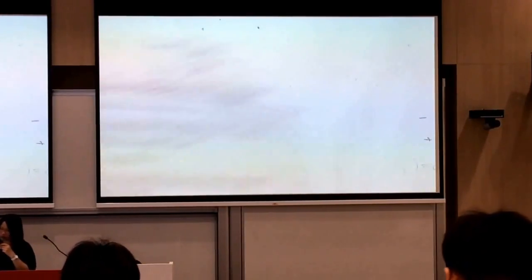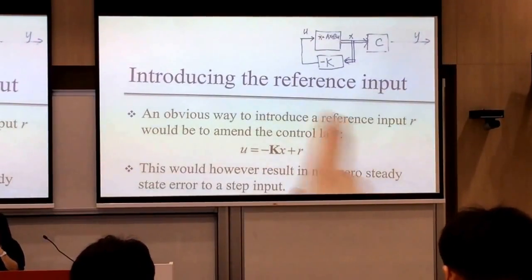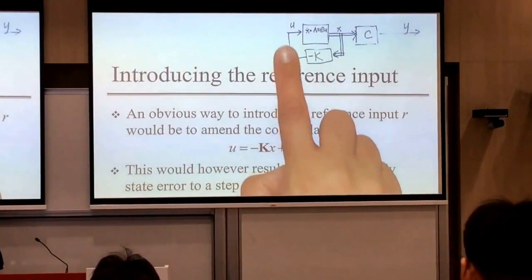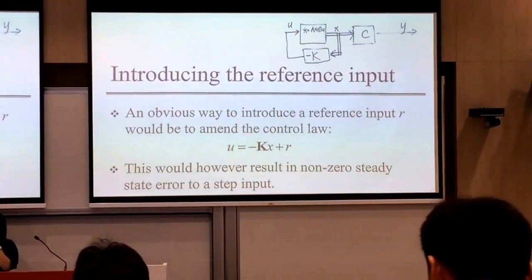Transform the eigenvalues from A to the eigenvalues of A_CL, which is A minus BK, right? How do you do that? You feed back the states through a constant gain feedback vector K. So basically, this is the block diagram, right? Here, you only feed back states. You have a copy, alright?